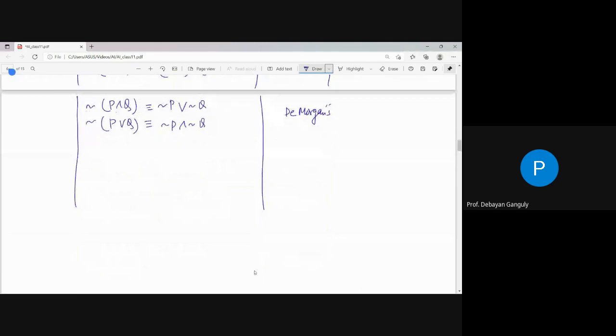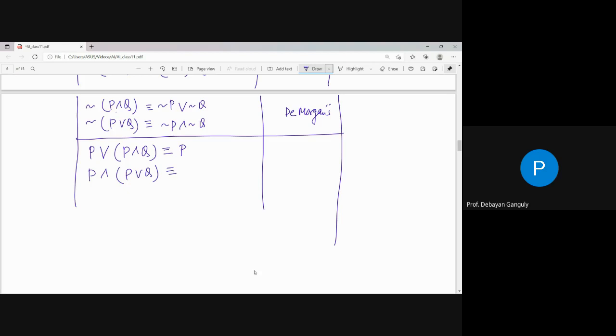These laws are important for deducing something, as we will see. And there is another very important law that is something different: P or (P and Q) you can write simply as P, and P and (P or Q) you can also write as P. That is called the absorption law. And of course, you know the basic thing, P and not P.